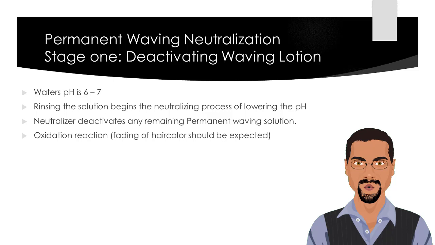As the pH of water is generally somewhere between 6 to 7, rinsing the solution begins the neutralizing process by lowering the pH. Remember, the pH of the waving solution was probably about a 9.5, so by rinsing with a pH of 6.5, we are lowering the pH of the hair and diluting any remaining solution left in the hair. Once the neutralizer has been applied, it begins to deactivate any remaining solution. Because neutralization is actually an oxidation reaction, fading of artificial hair color should be expected.